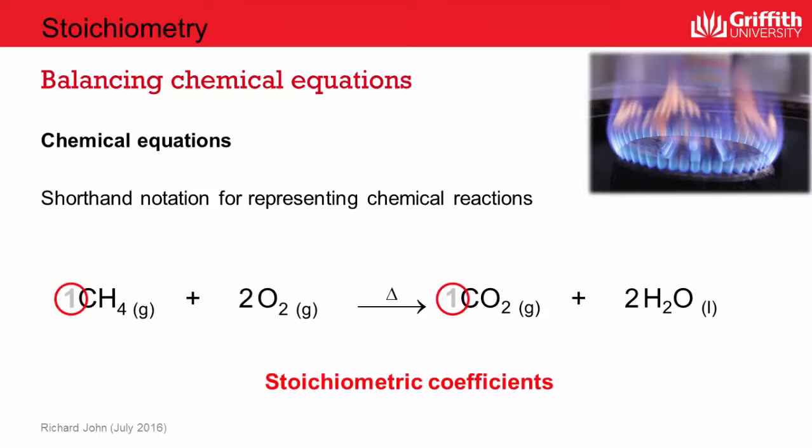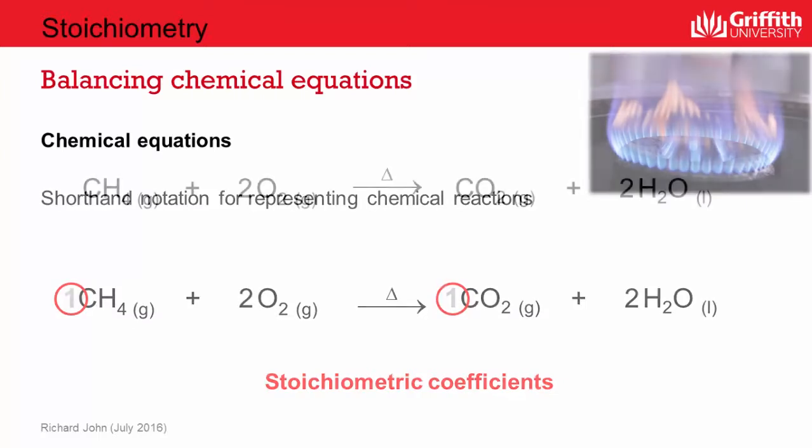We actually have a couple of invisible stoichiometric coefficients. The number 1 is never written in chemistry, and in a balanced equation, if a particular substance in the equation does not have an explicit stoichiometric coefficient, then a stoichiometric coefficient of 1 is implied.